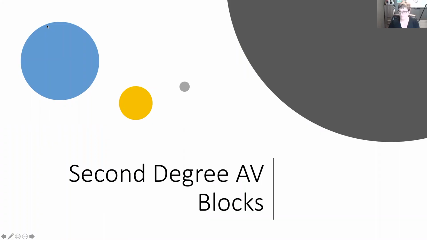Okay, so now it's time to get into our second degree AV blocks. Now recall there are two types, but this is a true block of electrical conduction. So if there's a block, that means nothing's getting past it to go down to the ventricle. So we're going to see that the characteristic pattern definitely changes here.